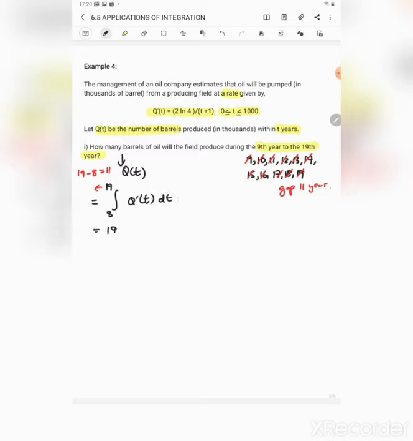So from 8 to 19, 2 ln 4 divided by t plus 1 dt. To solve this, we can see that we have t plus 1 in the denominator. So let u equal to t plus 1. We differentiate and apply the substitution method. So we get 1, therefore du equal to dt.